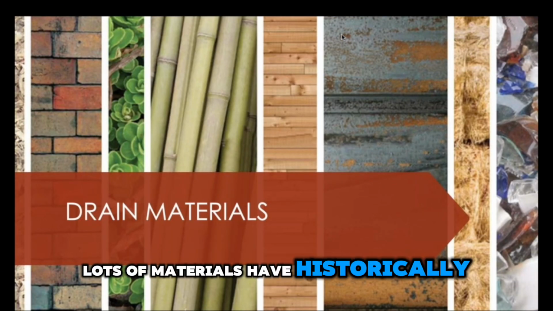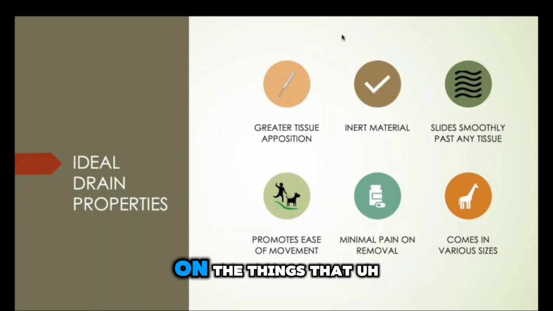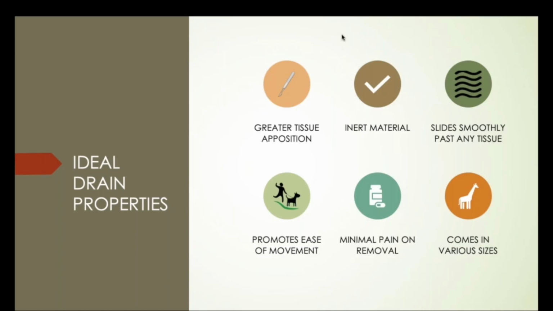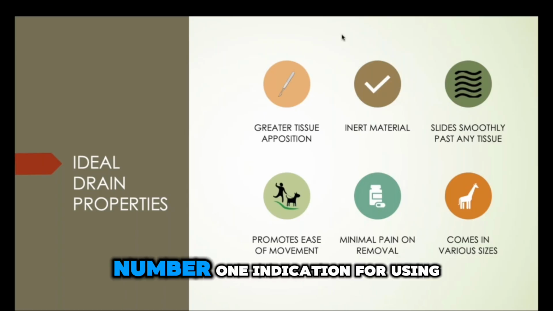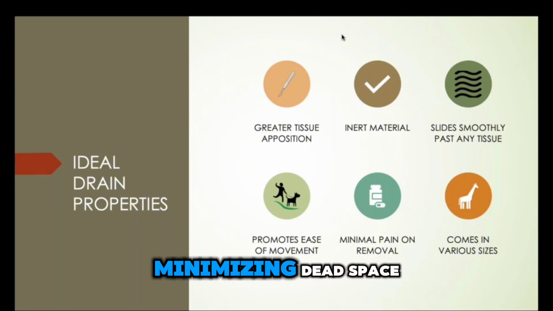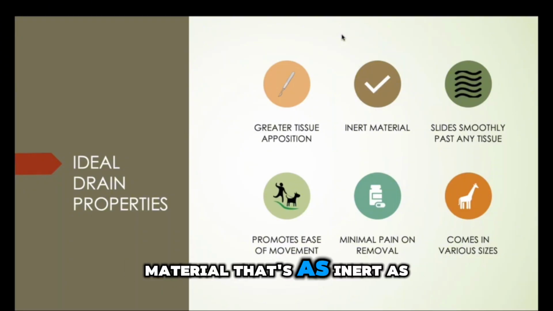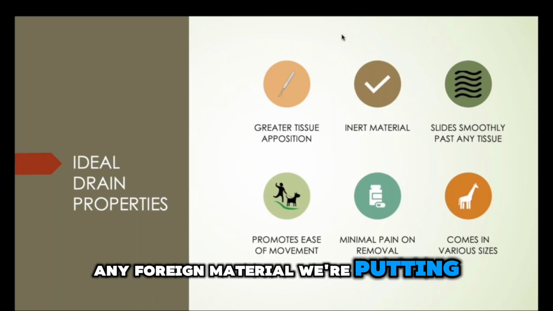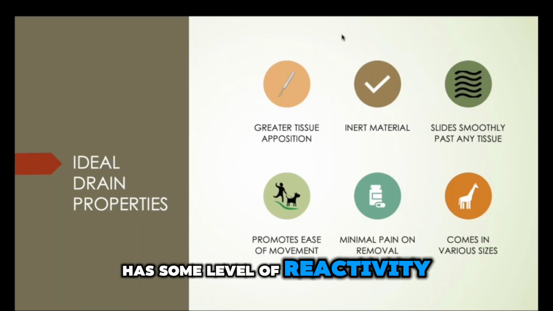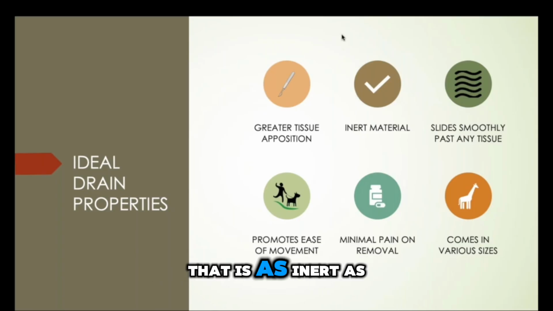Lots of materials have historically been used for drains. I think we will focus on the things that would be most ideal in a drain or wound environment, ideal drain properties. We want something that creates the best tissue apposition. That's, again, number one indication for using a drain is tissue apposition, minimizing dead space. We want to use a material that's as inert as possible. Any foreign material we're putting in the body has some level of reactiveness, but we'll pick a material that is as inert as possible. We want it to slide between tissue planes so we don't have a lot of discomfort while the pet is wearing the drain. And we want to be able to remove it easily without causing a lot of discomfort. If we don't have to sedate or anesthetize the patient to remove the drain, that would be ideal.